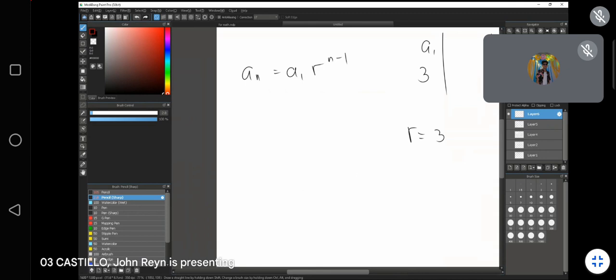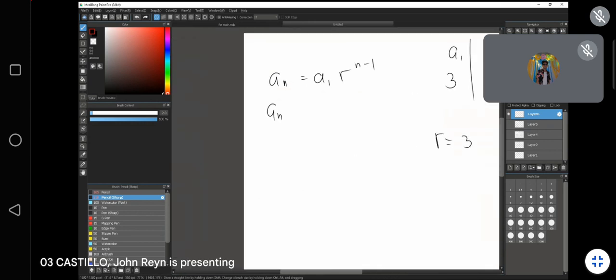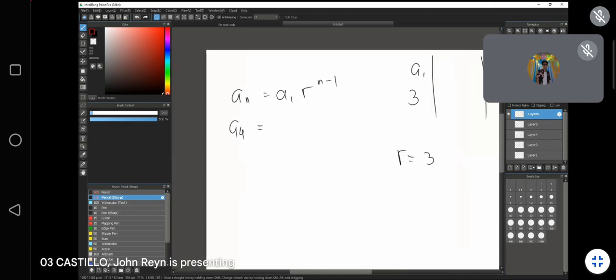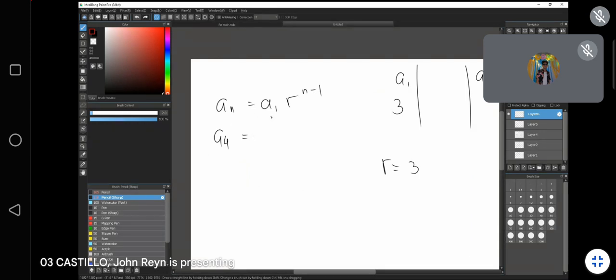So to find a sub of 4, we'll be using again this formula. So here will be the process. So a sub n, since we don't know, it is a sub 4. Then since we don't know the value of a sub 4, we'll just put it there as a sub 4. Then a sub 1, which would be 3. Then our ratio, which would be 3. So let's put a bracket there. Then raised to n, which is 4, minus 1.